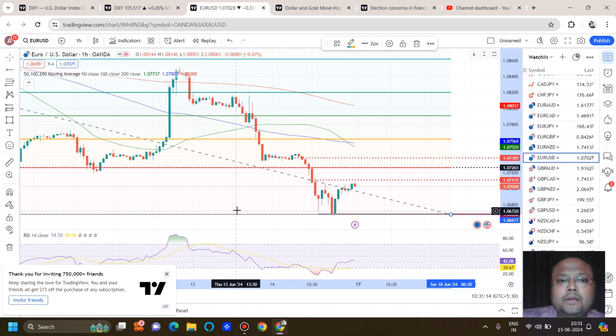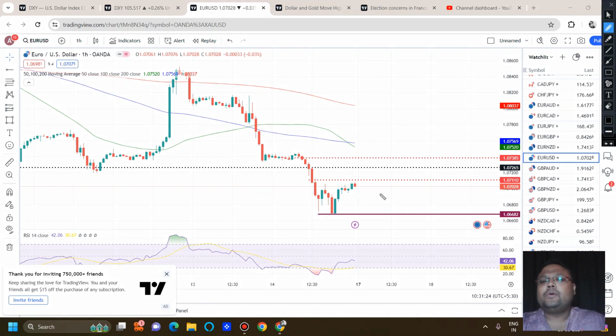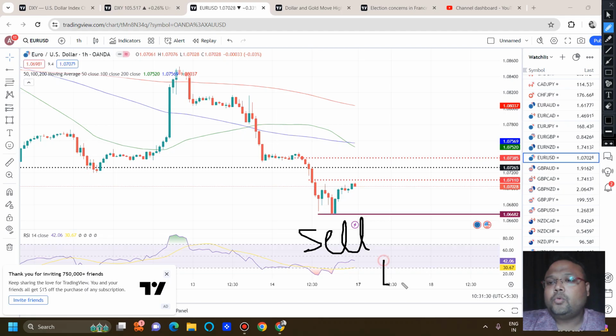That's it. On the other hand, either the market will go up or the market will go down. If the market goes up, we will look for a sell around these two areas. If the market doesn't go up, then we will look for a sell at a breakdown below 1.0666. Let's consider 666 here. So we will look for a sell below this number here.